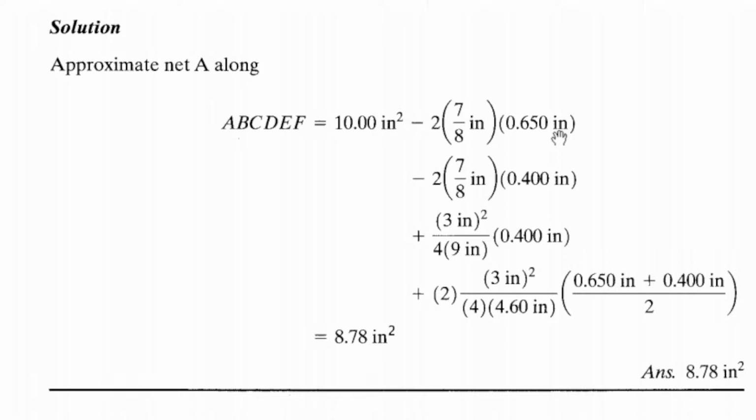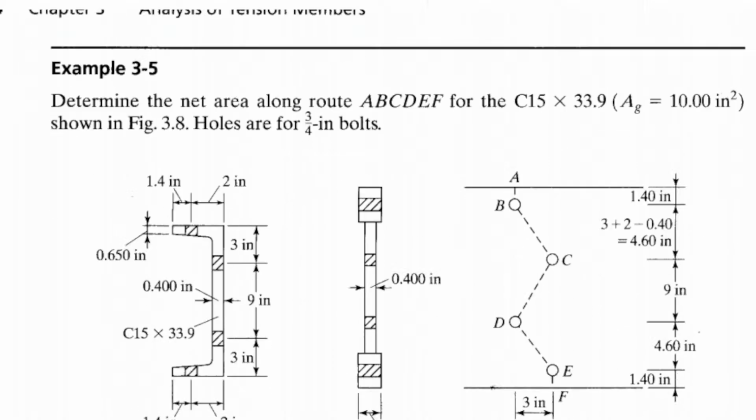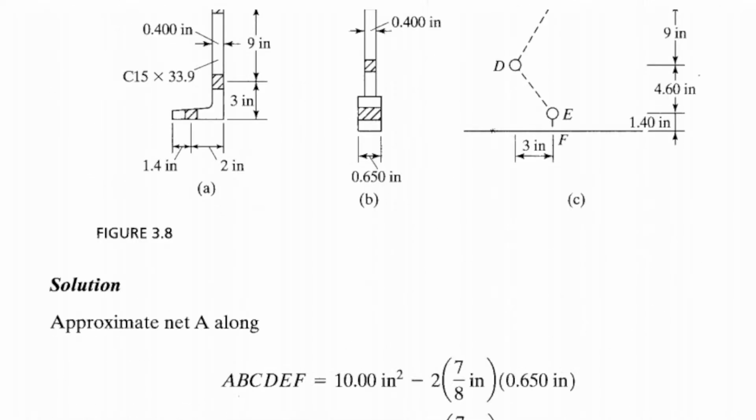Now, for staggered holes, we have this. This is the gauge distance, 9 inches. That is the distance from point C to D. From point C to D, that is 9.